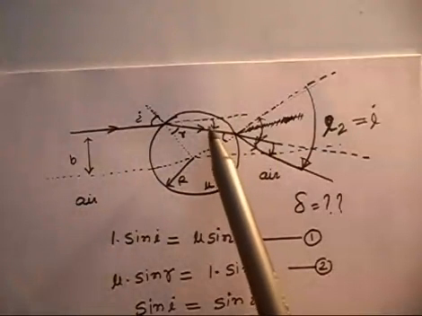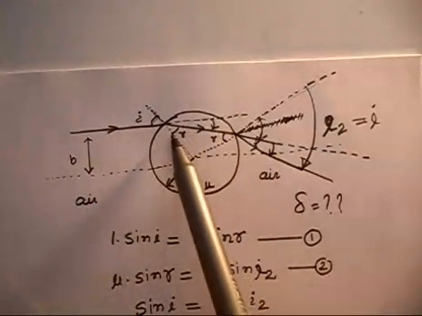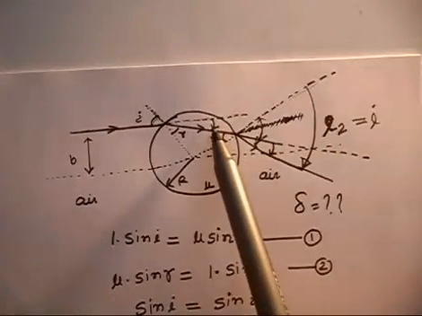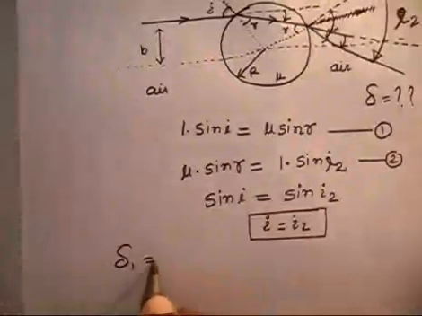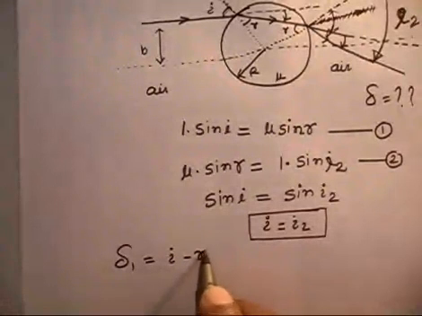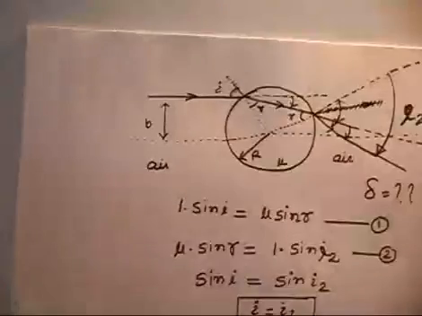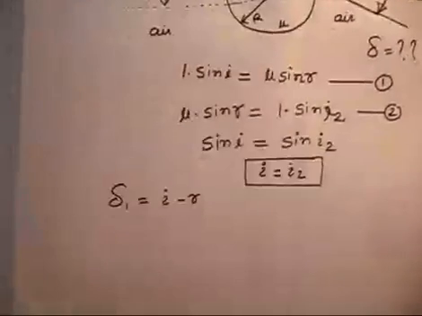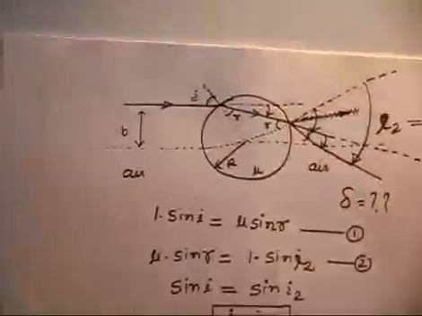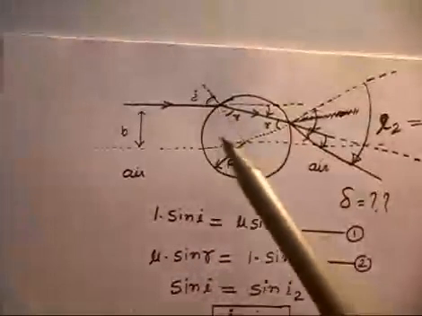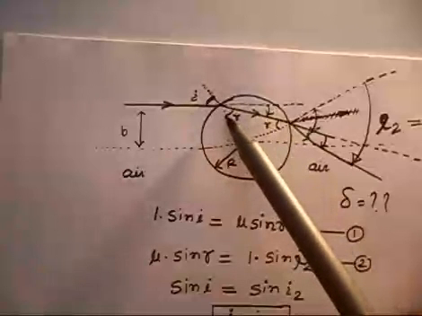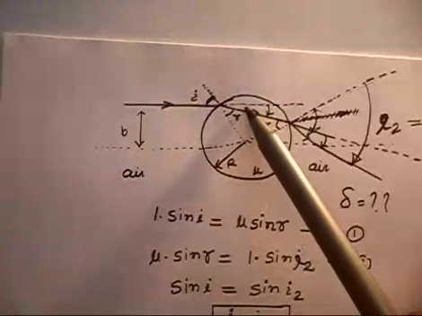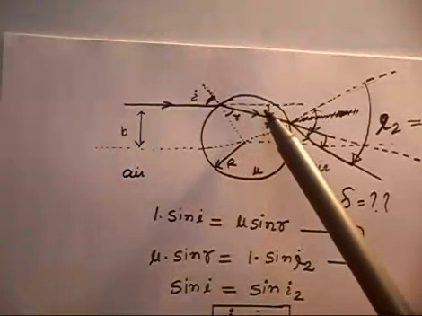So what is this angle? This angle is I, then this angle is I. So this angle is nothing but I minus R. So deviation at the first phase, delta 1, is equal to I minus R. Are you getting or not? Can I show it in a more exaggerated way? You try to understand, you will get this one. So this angle is I. This angle is R. So this angle, that is delta 1, deviation 1, is I minus R.